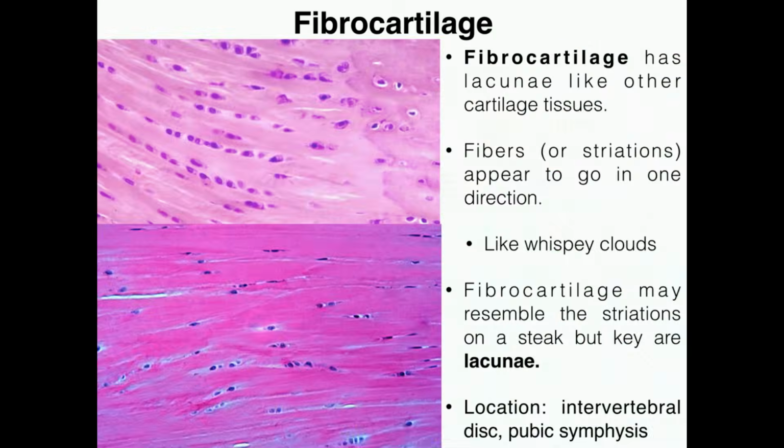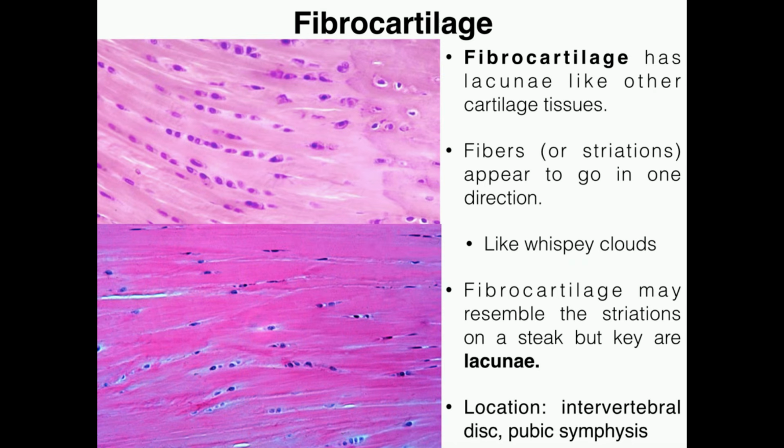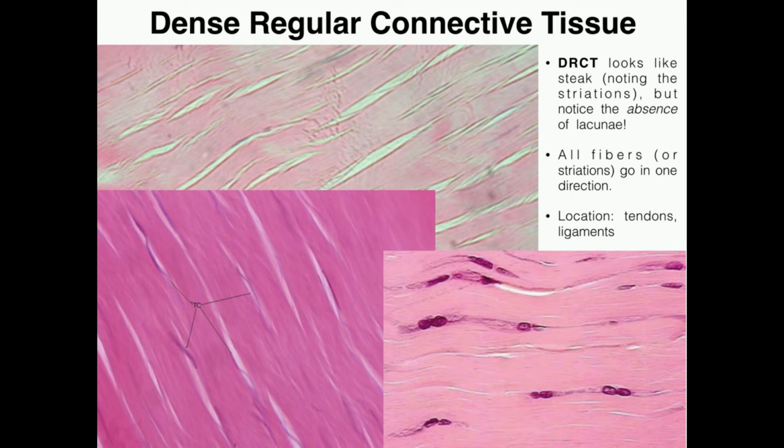Okay, let's go down and look at the last one, dense regular connective tissue. This is the last one we're going to look at in this particular course. Dense regular connective tissue looks very similar to fibrocartilage. Okay? Now in fibrocartilage we do have striations, and we also have them in dense regular connective tissue. All of these striations go in the same general direction. You can see here in this one on the bottom left, they're kind of going like this. In this one on the right, they're going left to right or horizontally. In this picture on the top, they're going kind of like this, but they're striations.